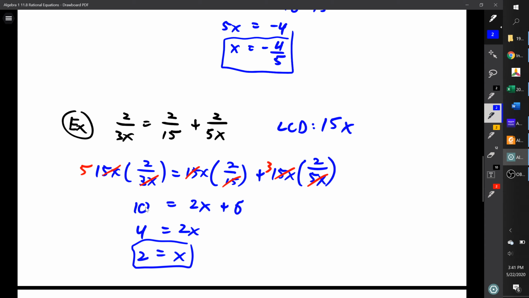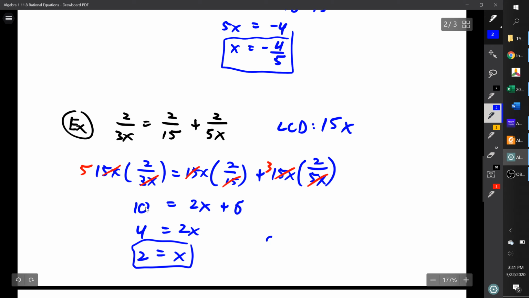Okay, yep. That is theoretically my solution. I just have to make sure that I don't have any denominators of 0. Well, 3 times 2 would be 6. 15 just stays. 3 times 2 is 10. All right, good. And if we did a check here, what would we get?